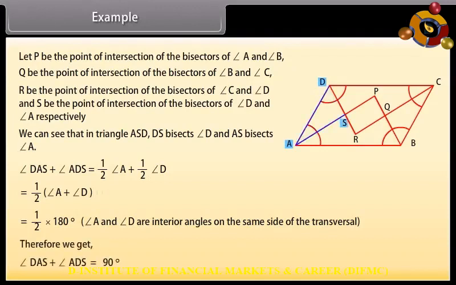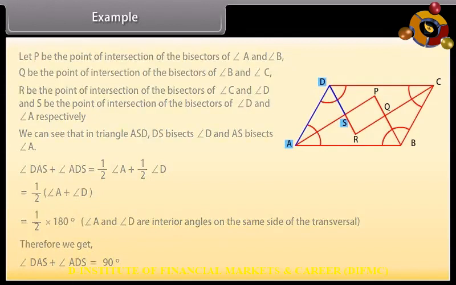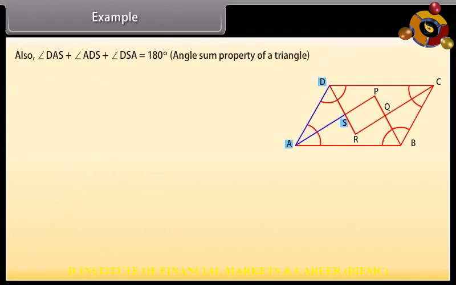Therefore, we get angle DAS plus angle ADS is equal to 90 degrees. Also, angle DAS plus angle ADS plus angle DSA is equal to 180 degrees, by the angle sum property of a triangle, or 90 degrees plus angle DSA is equal to 180 degrees, or angle DSA is equal to 90 degrees.